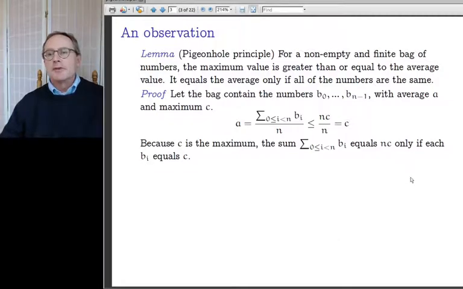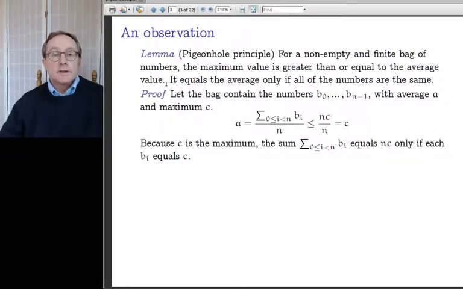Okay, talking about the pigeonhole principle today. The pigeonhole principle is a technique for thinking, a way to prove things that comes up an awful lot in discrete math. Here's the basic idea: if you have a non-empty and finite collection of numbers, a bag of numbers, which is a collection in which order does not matter and repeats are allowed, then the maximum value is greater than or equal to the average value. The maximum is greater than or equal to the average.